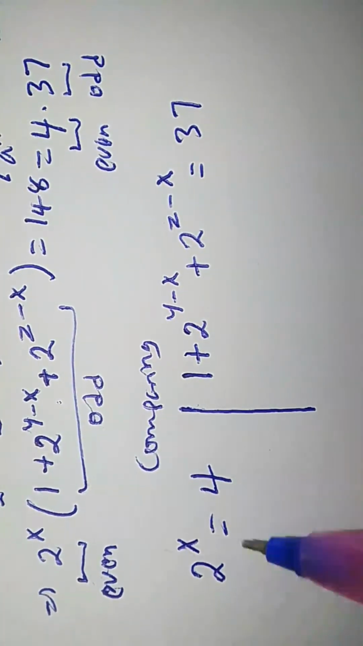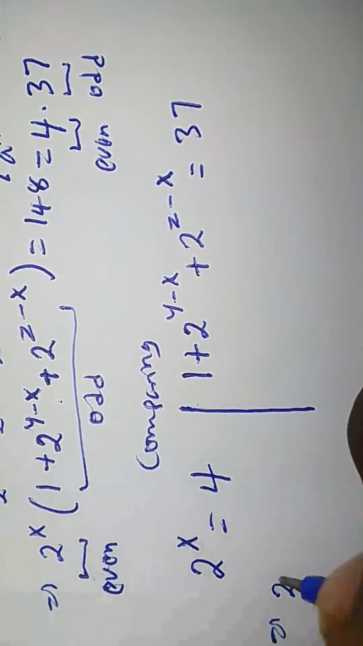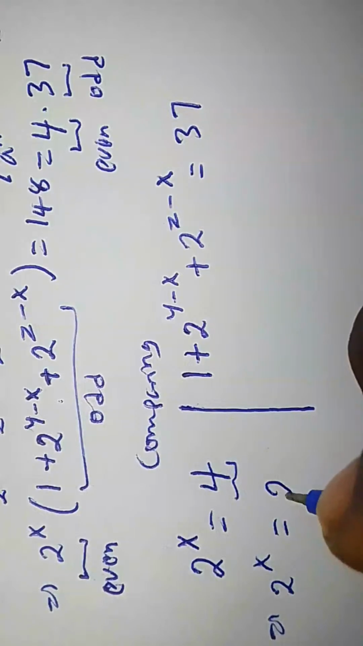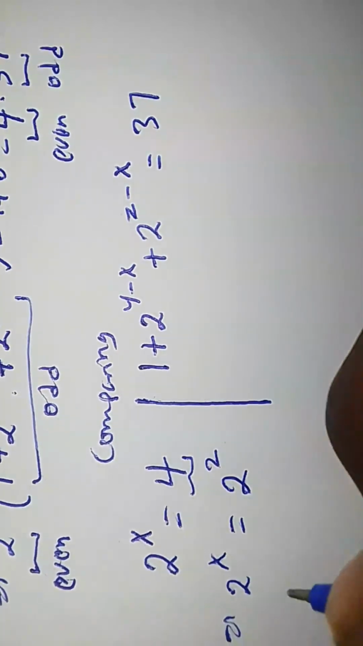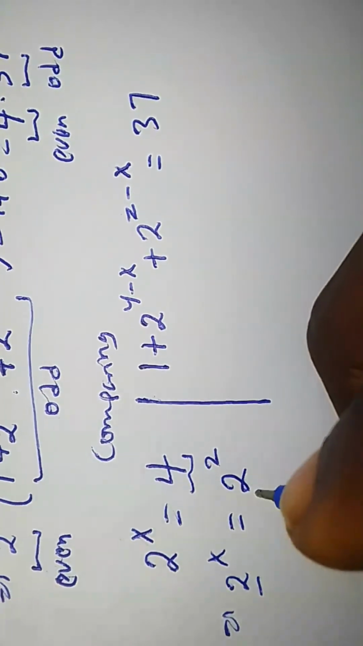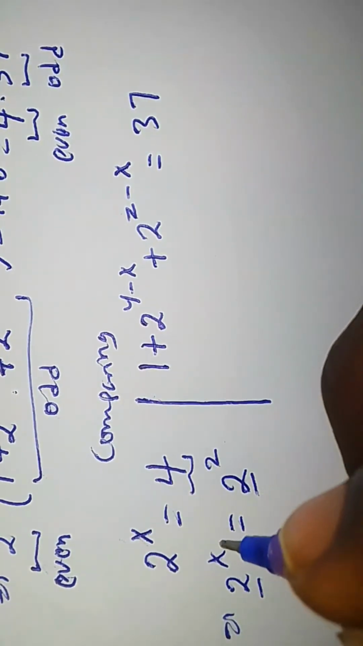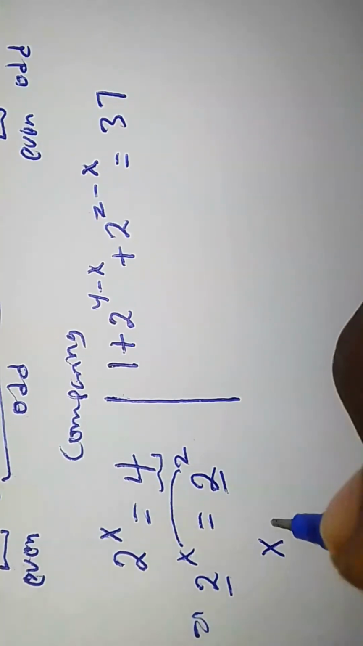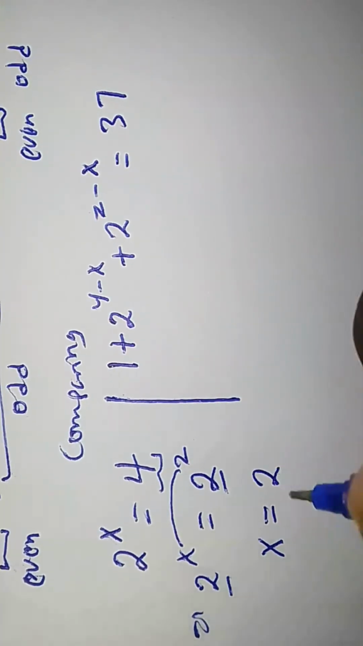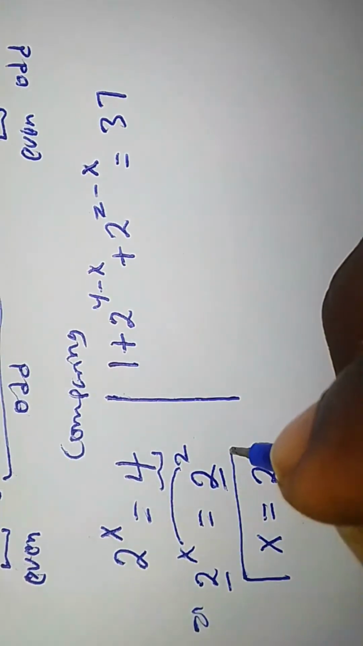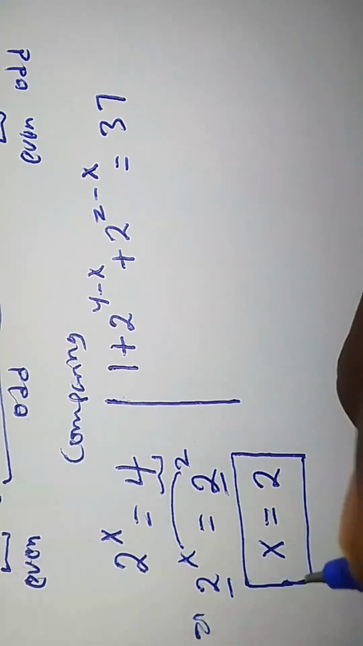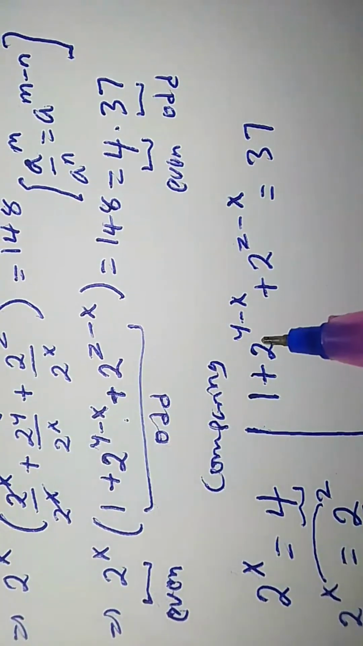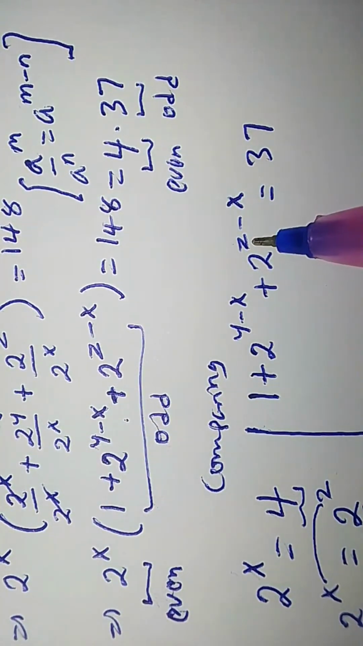Let's consider this first. 2^x is equal to 4 could be written as 2^2. And since the base is the same, the base is 2, we can claim that the power must be equal. So we have x equal to 2. This is the value of x that is required. What is left now is to find the value of y and the value of z.